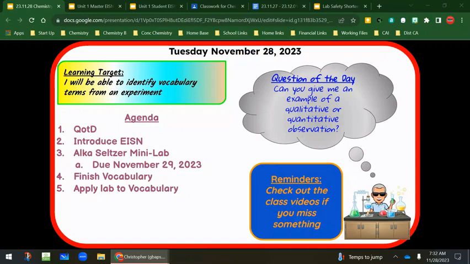Yesterday, we took some time and we looked at some vocabulary terms. Two of the terms you looked at were qualitative and quantitative observation. So what is a qualitative observation, ladies and gentlemen? What does that mean if it is qualitative? Qualitative was no numbers. Quantitative was numbers. Now, this is a good thing because very few things in science are black and white. If there is a number in an observation, it is a quantitative observation.